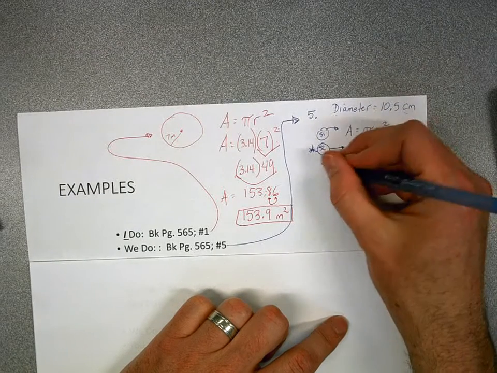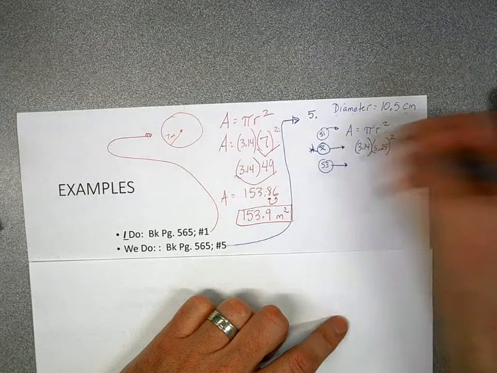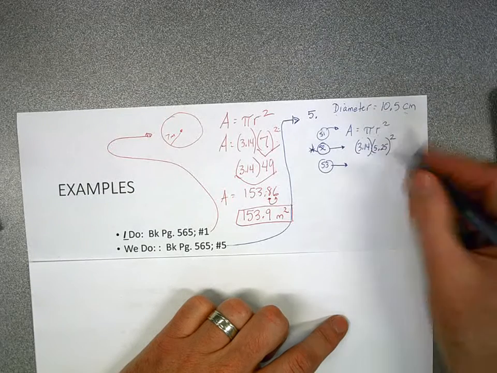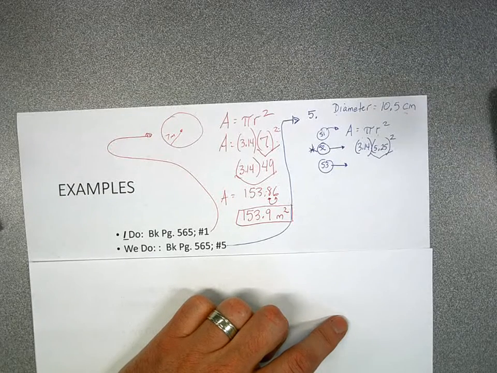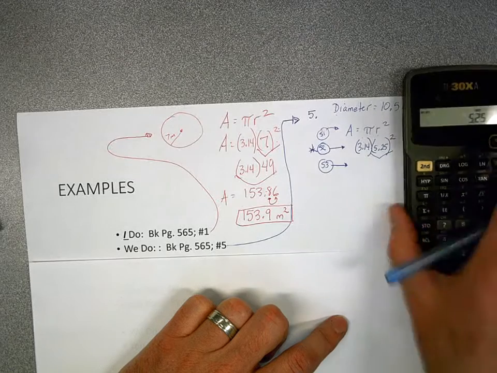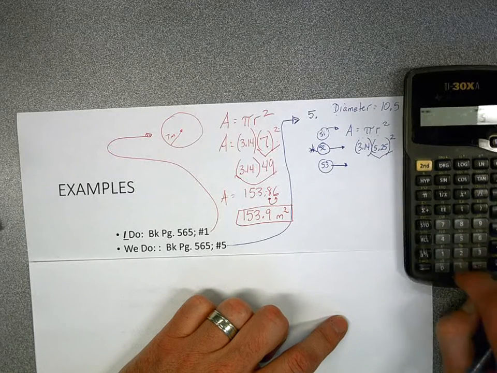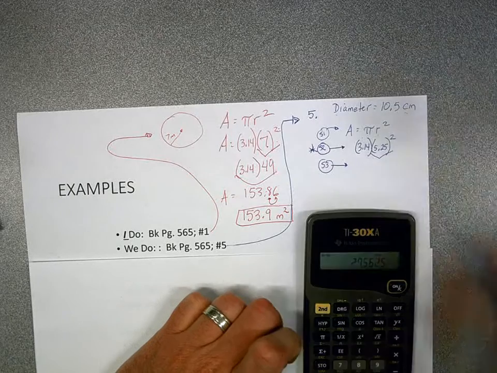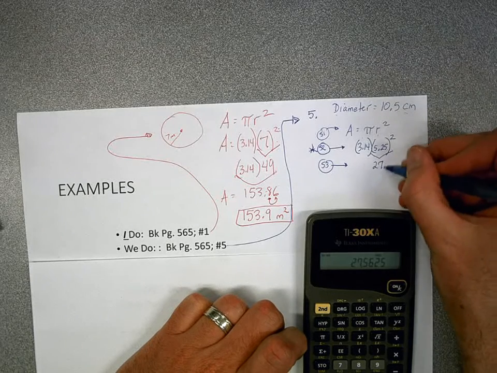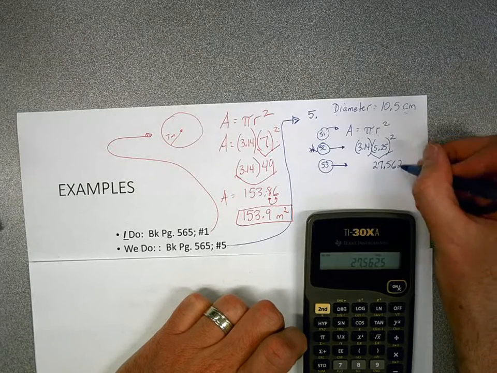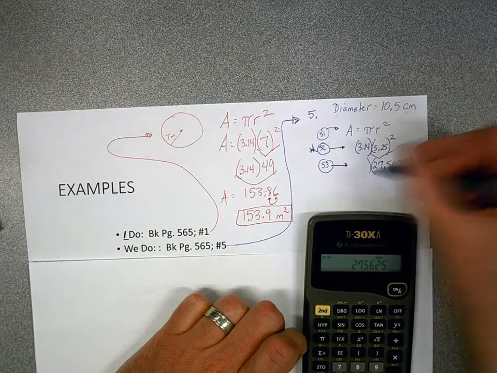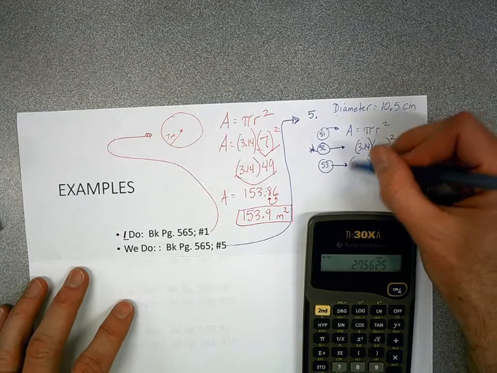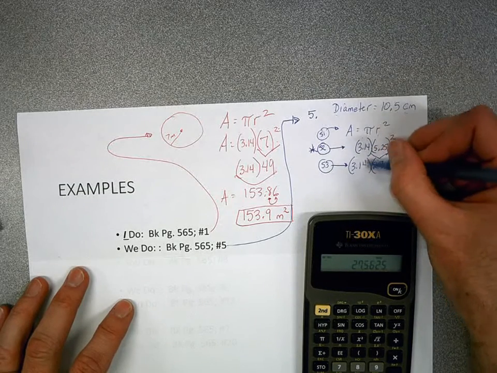Now once we've plugged our numbers in, now we simplify. We always start, in this case, with the exponent. So 5.25 times 5.25 equals, and I get a pretty ugly number here, 27.5625. But that's the nice part about using a calculator. I can keep it like that. I record it down on paper.